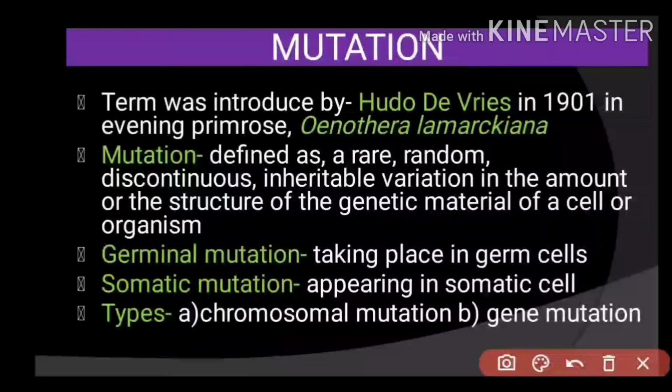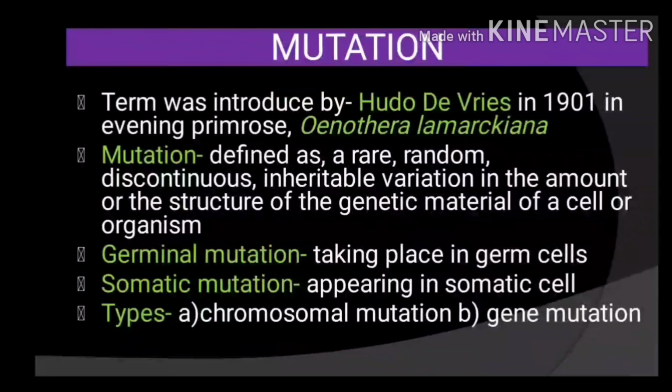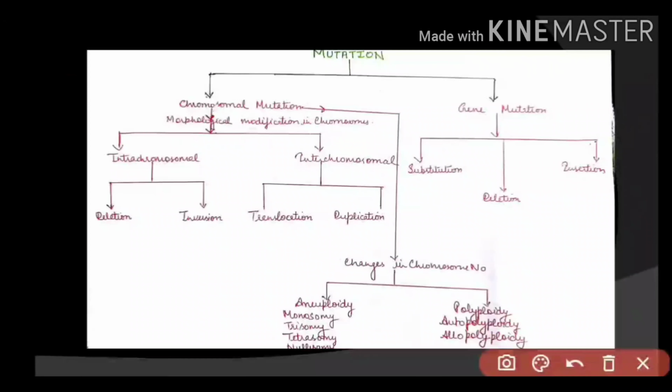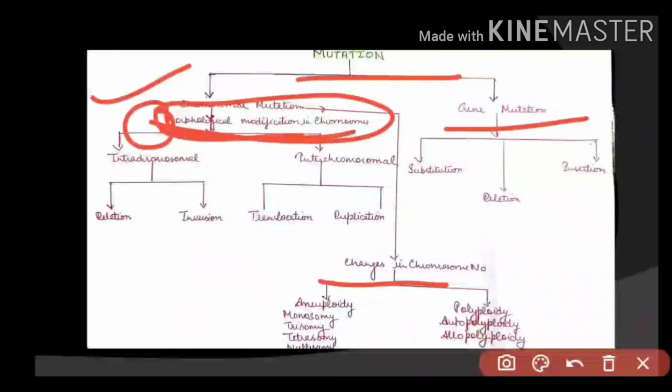Now the mutation is divided into two: chromosomal and gene mutation. Let's see the flow chart of it. Here I am going to cover chromosomal mutation. So you can see mutation is divided into chromosomal and gene mutation. Focus on the chromosomal mutation. It is divided into two: morphological modifications and changes in the number of chromosomes. Morphological modification in chromosome means there is a change in the structure of the chromosome.